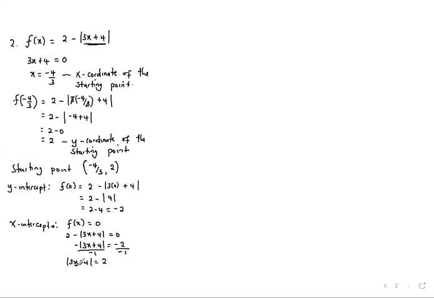So I have two options to make here. I have 3x plus 4 itself equal to 2. That is 3x is equal to 2 minus 4. So I have 3x is equal to negative 2, meaning x is negative 2 over 3. The other option I have is to say negative of 3x plus 4 is equal to 2. That is 3x plus 4 is equal to negative 2. And say 3x is negative 2 minus 4, so that 3x is equal to negative 6. So x is equal to negative 2.